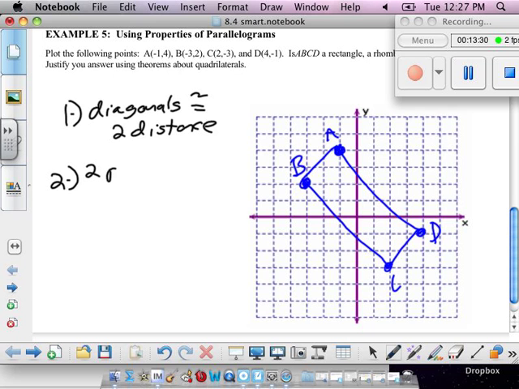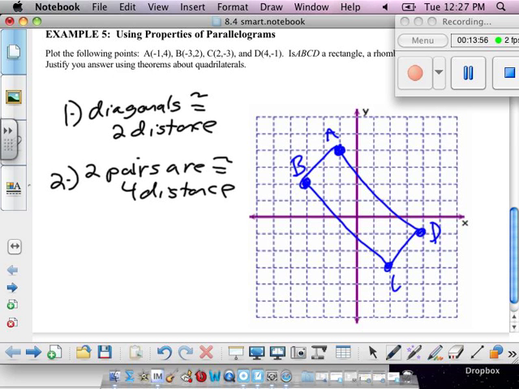2 pairs are congruent. So how would we use that? What would we find then? How would we find out if they were congruent? What kind of formula would we use? Distance again. So we'd need 4 distance formulas. Who wants to do 6 distance formulas? Anybody? Nobody. Okay.